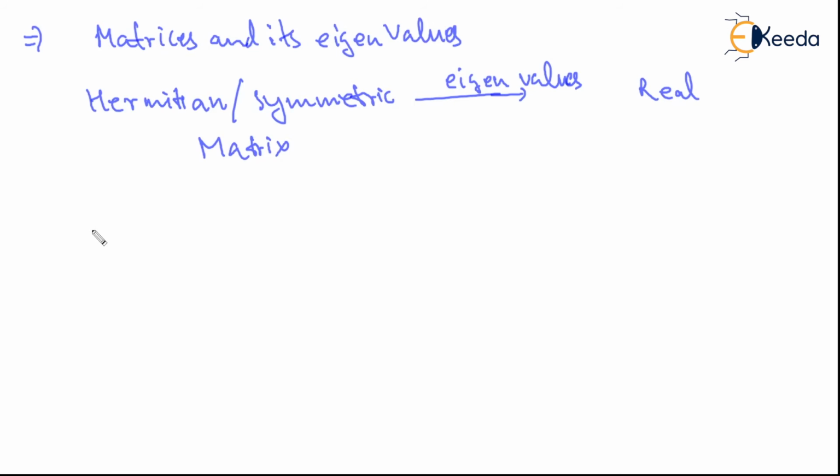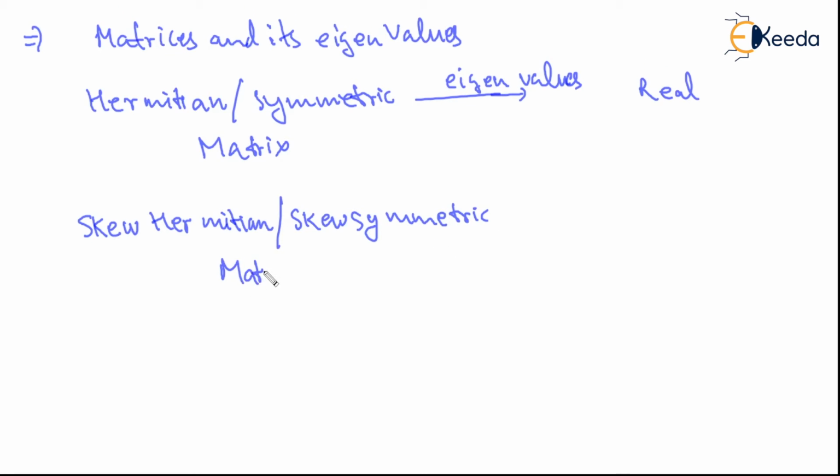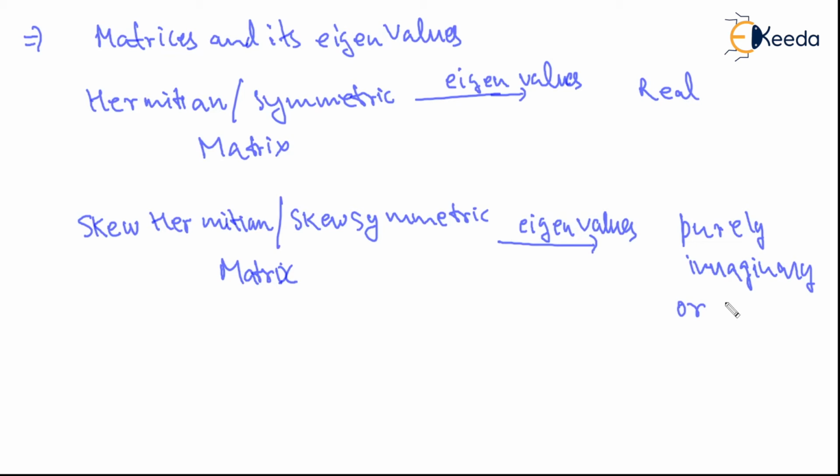And if the matrices are skew Hermitian if it is complex, or skew symmetric if it is real, then the eigenvalues are purely imaginary or zero.